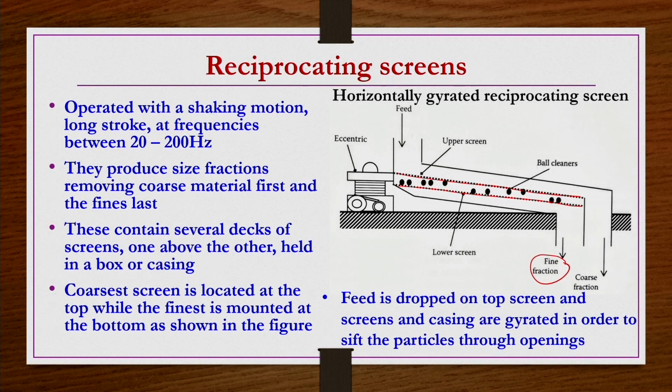The feed is dropped on the top screen and the screens and casings are gyrated in order to sift the particles through the openings. Whatever the particles are there, they will be passing through the opening, something like this, and then finer ones may be coming like this. The coarsest one would be coming from here. If you have intermediate screens, I have not shown in the picture, there may be intermediate screens also. So, then you may be having the middle fractions as well.